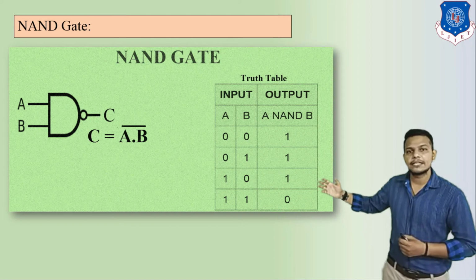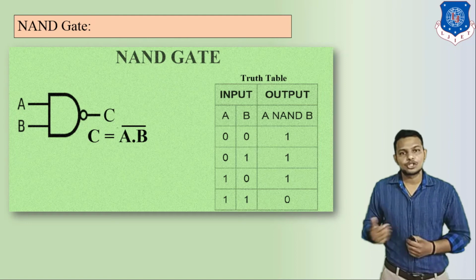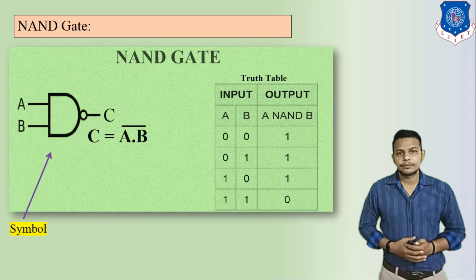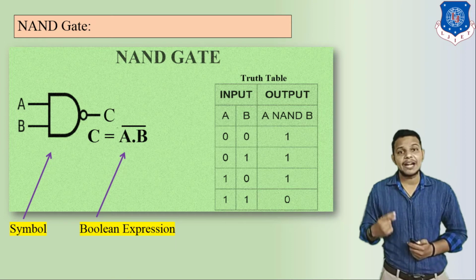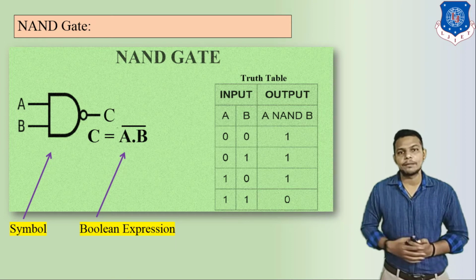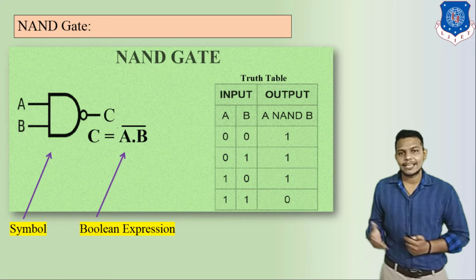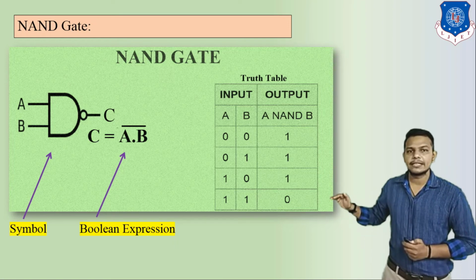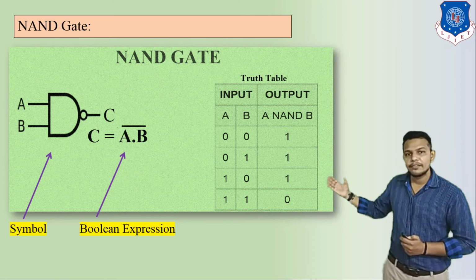So here we can see there are two inputs A and B, and we can make it 3 or 4. So its symbol here we can see, and its Boolean expression is like output, or we can say C is equal to A into B, because AND performs multiplication between two inputs. So A into B complement, or we can say bar, A into B whole bar. So that means it is the NAND gate. Here we can see this is the truth table of NAND gate.